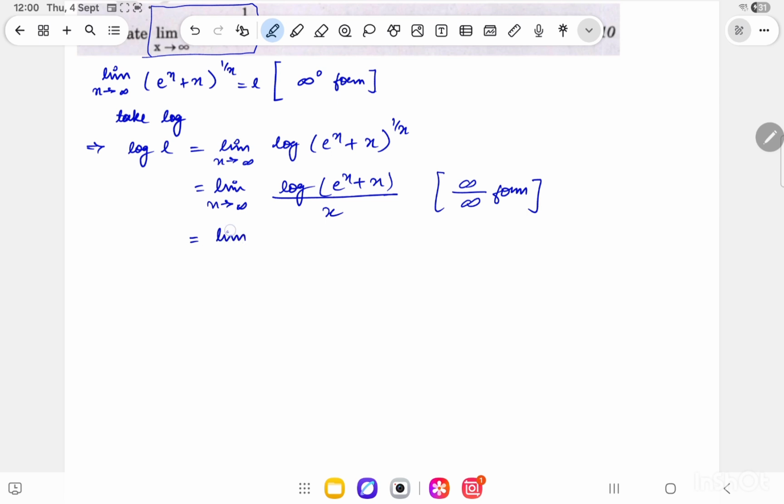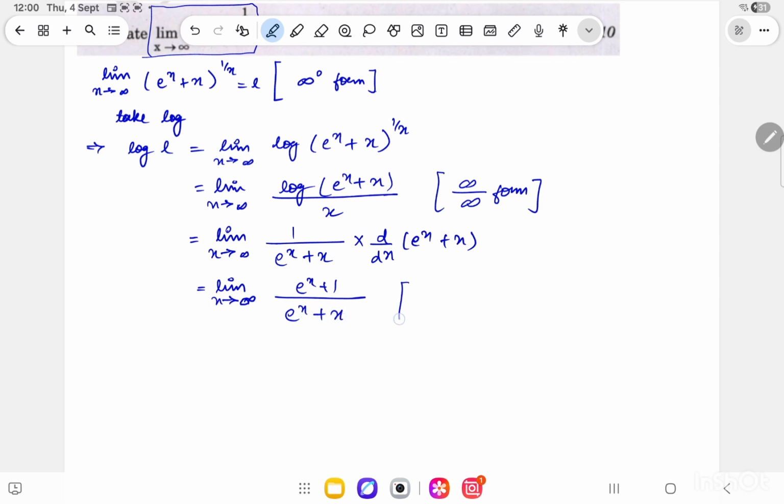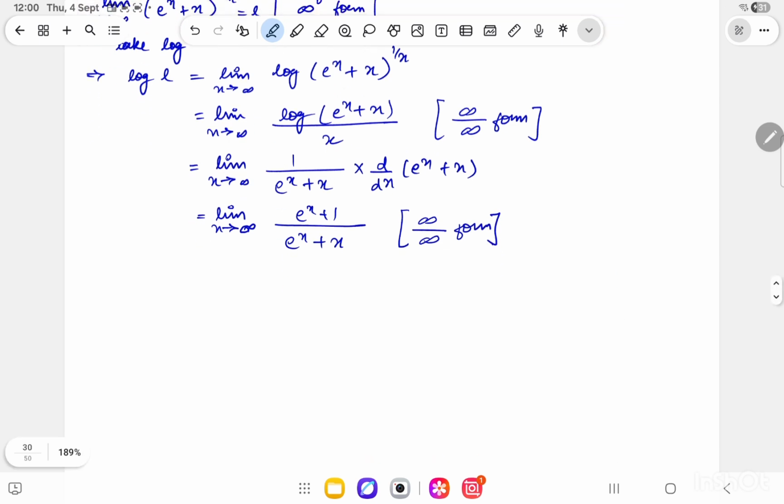So let us use L'Hopital's rule to solve it further. I'll be getting 1 upon (e^x + x) into the derivative of (e^x + x), which is basically the limit as x approaches infinity of (e^x + 1) upon (e^x + x). Now if I check, again it's in infinity upon infinity form. So again I need to use L'Hopital's rule, which gives me e^x upon (e^x + 1).